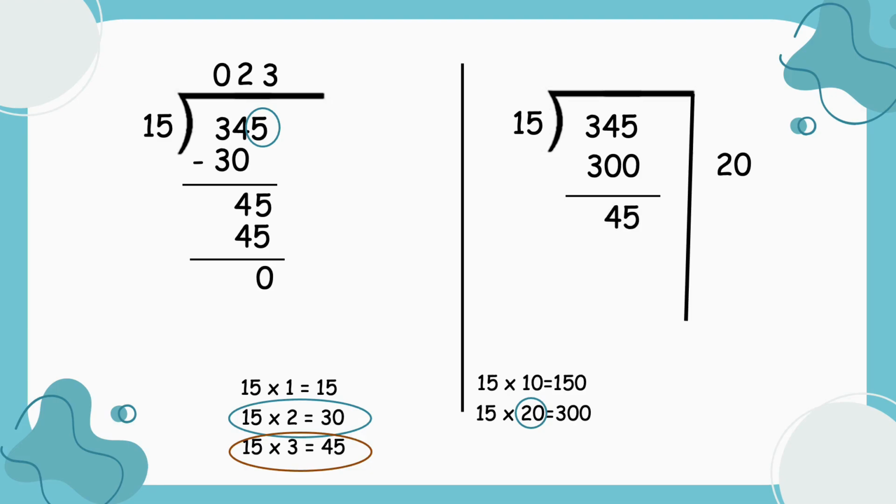We said already that 15 times 20 equals 300, and this means 15 times 2 equals 30, and that is our second chunk. Then subtract 45 minus 30 equals 15. And that is so easy because 15 times 1 equals 15. So the third chunk is 1.